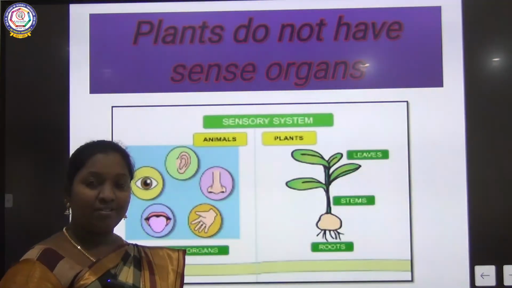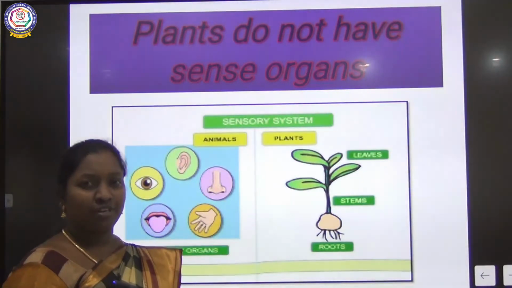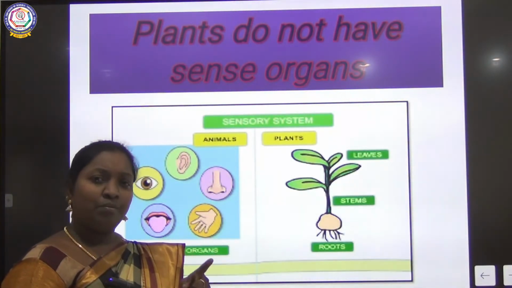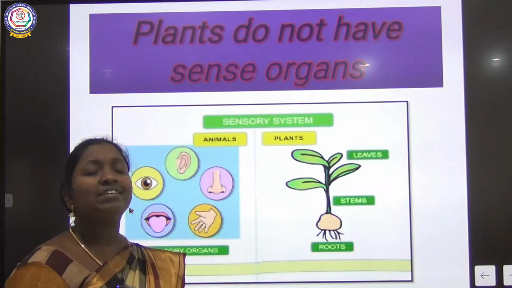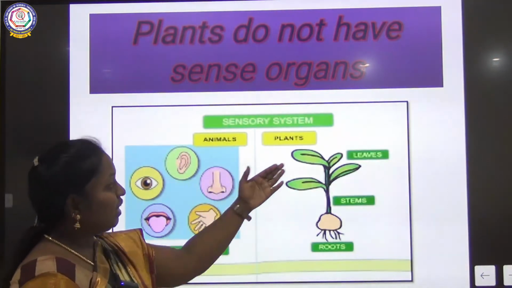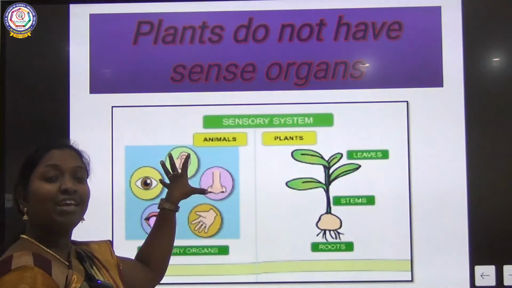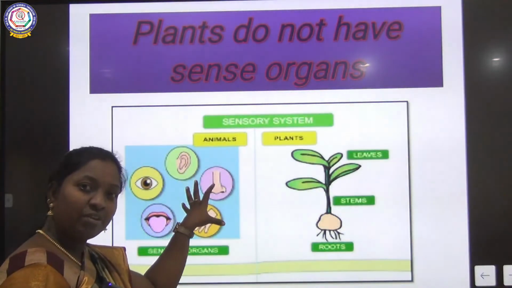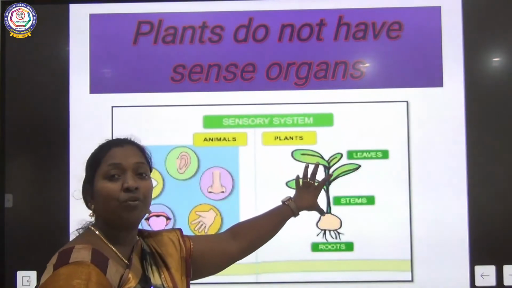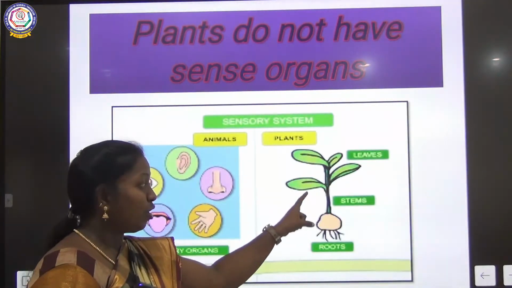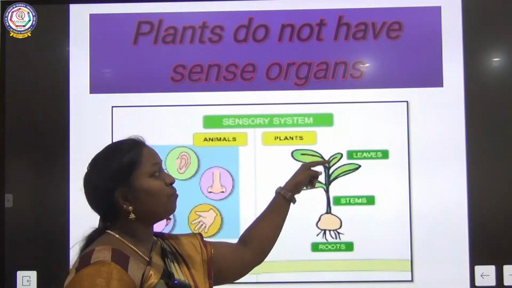Unlike animals, plants do not have sense organs. It is a living thing, but it does not have organs. Instead, it has parts: leaves, stem, roots. These sense organs are found only in the living things of animals and human beings, but not in the living things of plants. Instead, plants have the parts root, stem, leaves.